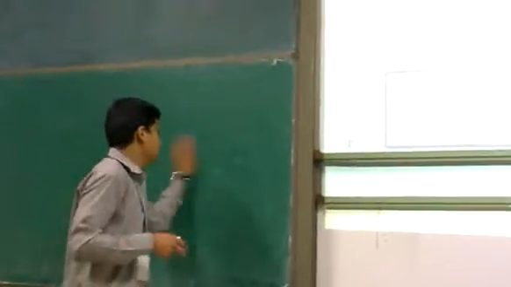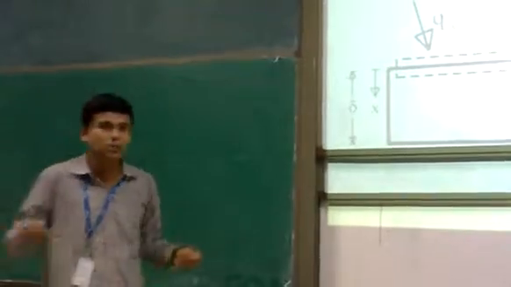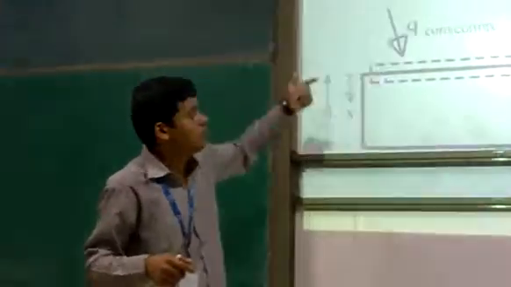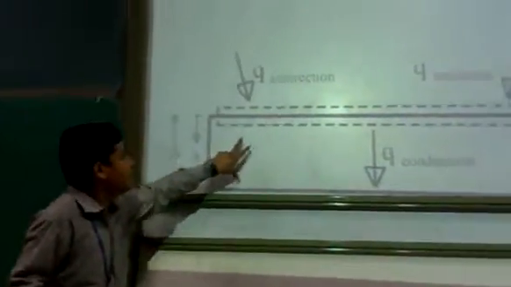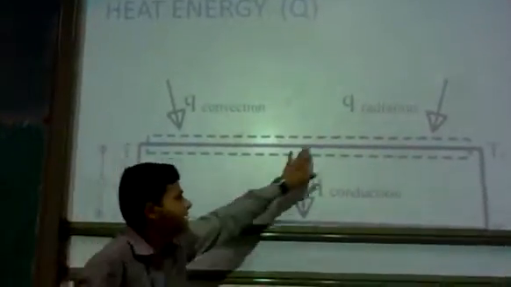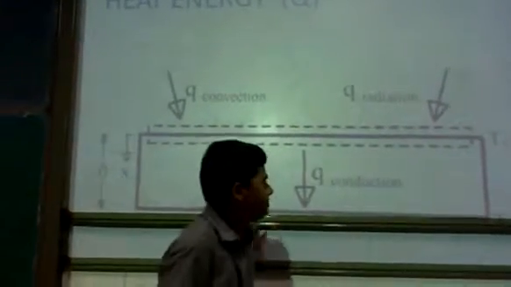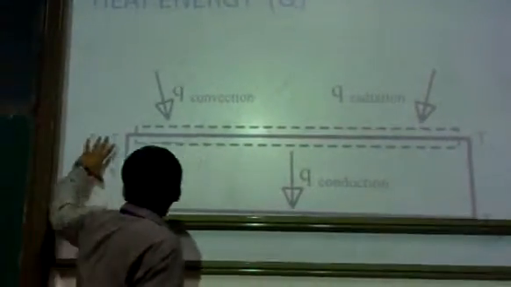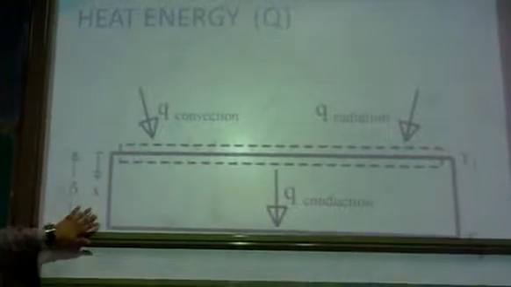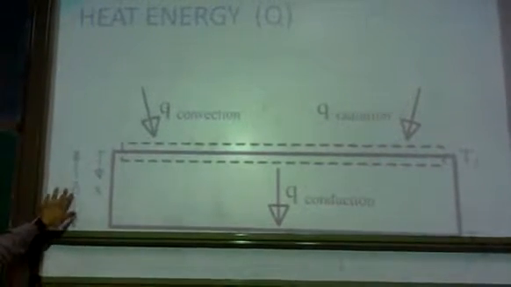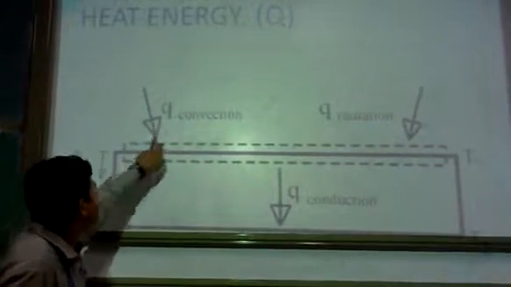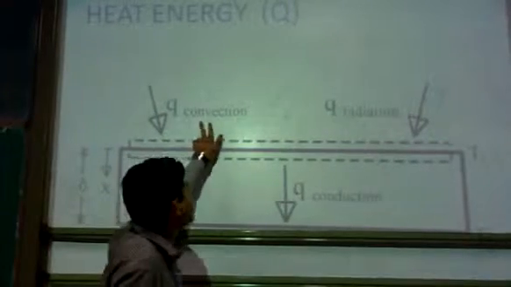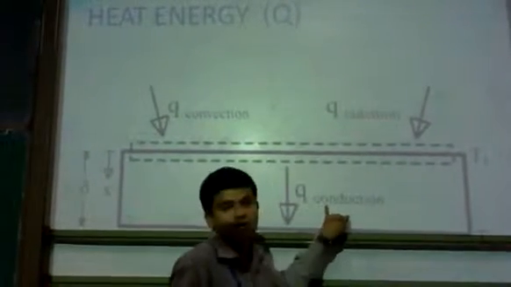Next, there is another phenomenon called heat energy. Heat energy is related directly to heat flux. How can heat energy be generated? You will see if these are two plates, this one kept at temperature T1 and this plate at T2, with the distance between the two plates x, and delta being the flux generated inside. Then we can see there are three modes: heat coming via convection, via radiation, via conduction.